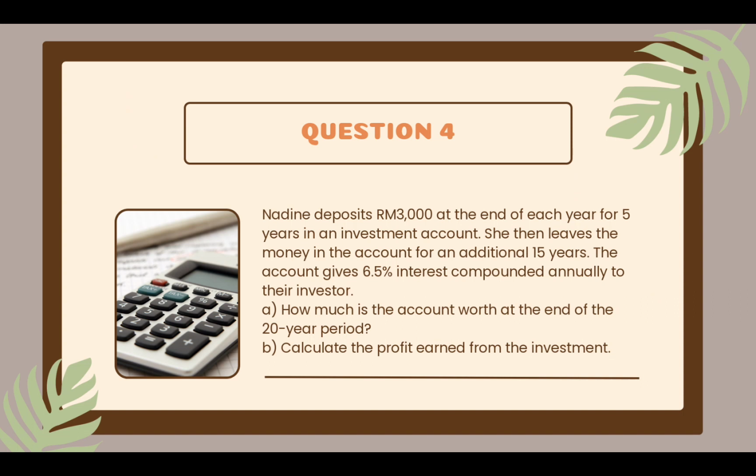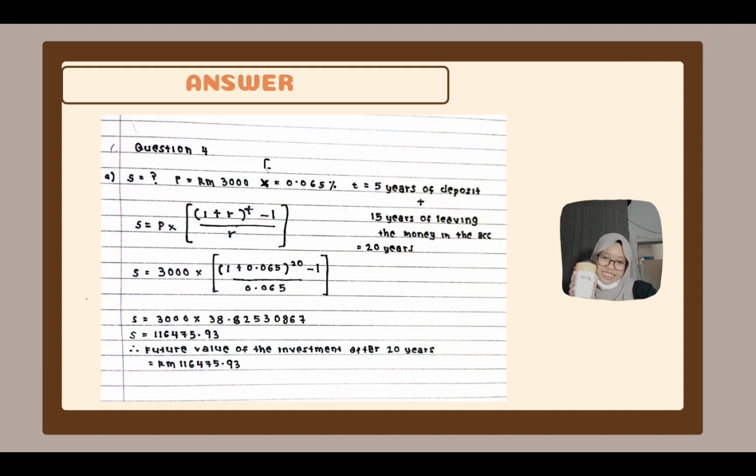As for question 4a, the question wants us to find how much is the account worth at the end of 20 years period. The formula that we need to use is S equals P multiply in bracket 1 plus R close bracket power of T minus 1 over R. The S is unknown, the P is 3000, the R is 0.065. The T is 20 years because we plus 5 years of deposit with 15 years of leaving the money in the account.